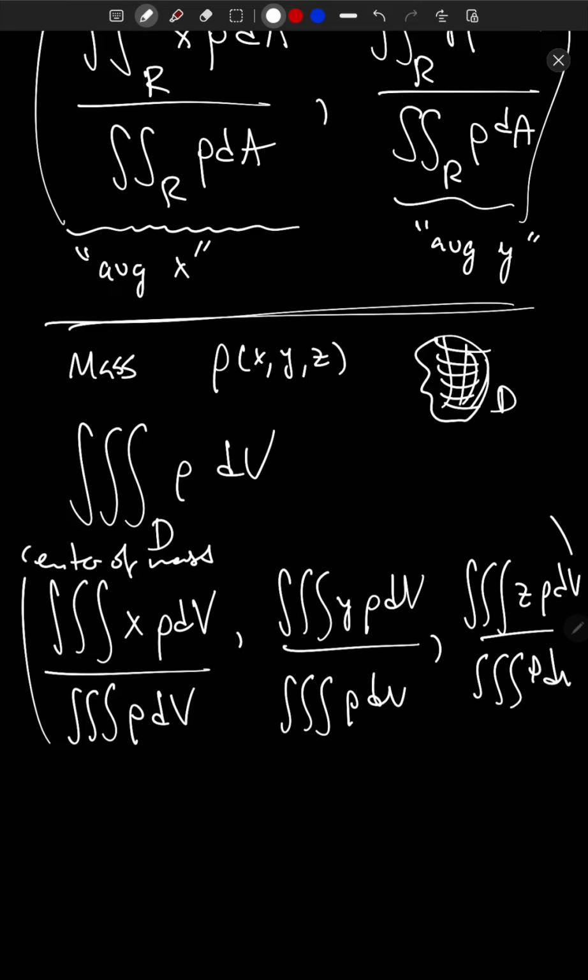Okay, so the question is, how do you find centers of mass of particular objects? Just set up these integrals, do them using the techniques we've learned from 16.1 to 16.5, and that's it. That's pretty much it for 16.6.